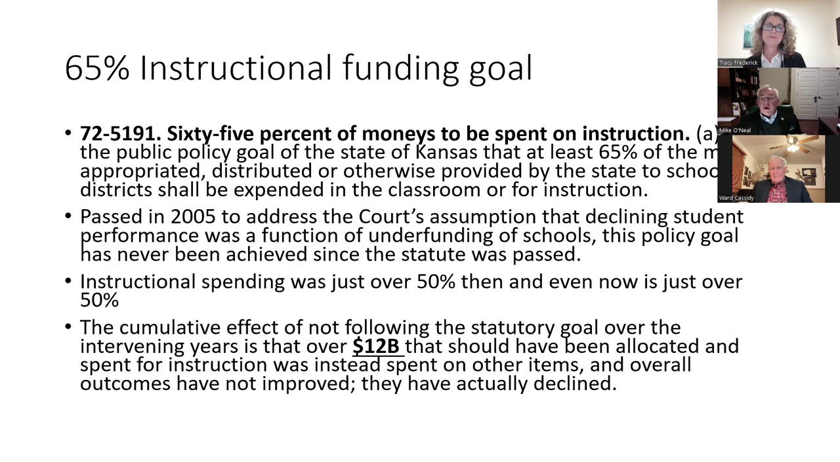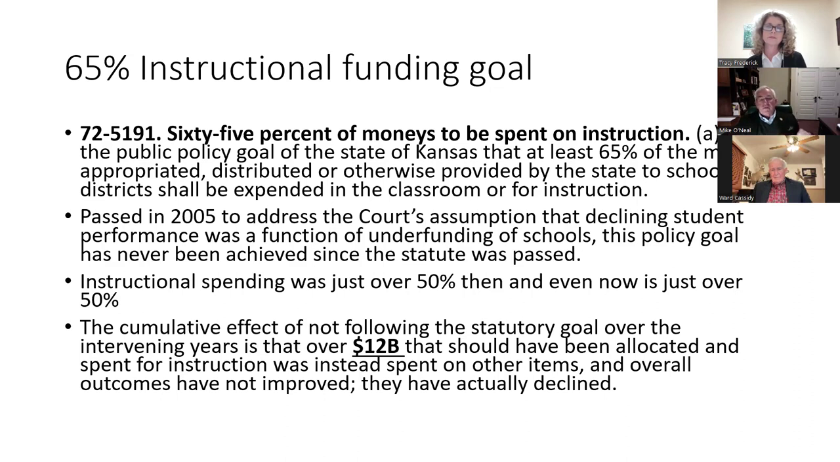And again, we know that because of the uniform accounting system. We know what is being spent on instruction. You can take a look at the numbers as they're reported, assuming they're being reported fairly. And that has never gotten to 65%, hasn't even gotten close. So let's think about this for a minute.